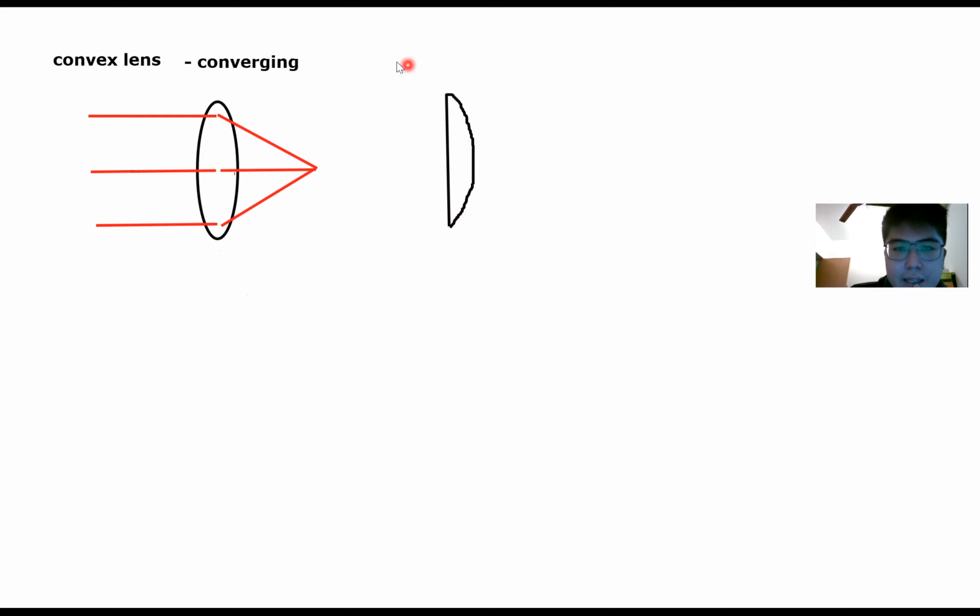Now, 这个也是 convex, but in fact, we have a name for it, right? If it's half, so we call it the plano convex. Okay, kind of like the first family member of convex lens. The most normal one, we call it the double convex, because it has double curved sides. So this is plano convex, half flat and half curved.